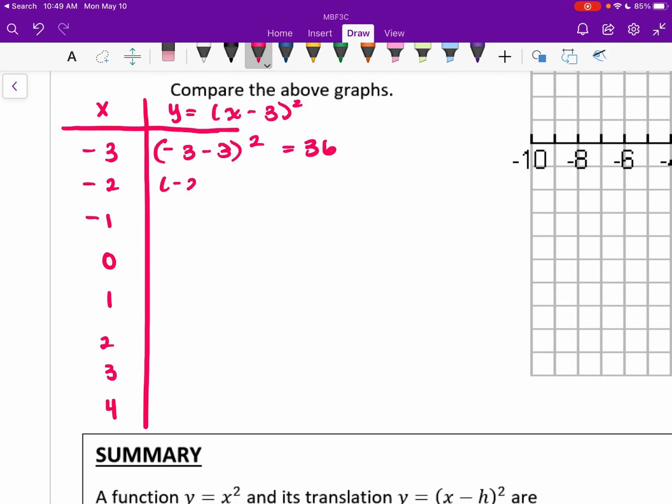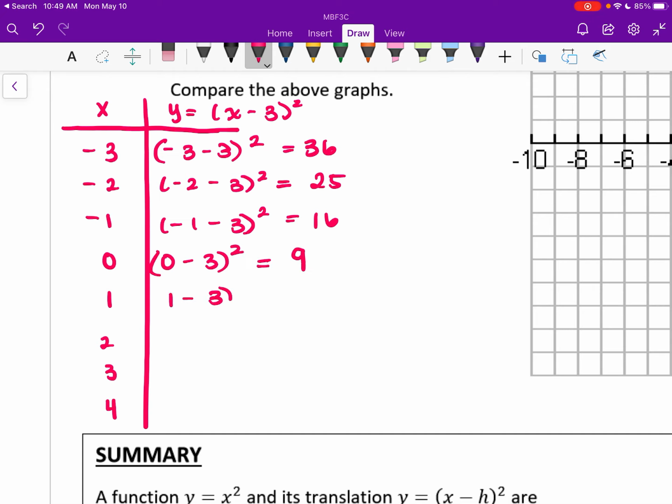Same thing here, -2 minus 3, squared. -5 squared is 25. -1 minus 3, squared. -1 minus 3 is going to give me -4. Squared is going to give me 16. Then we're going to do 0 minus 3, squared, is going to give me 9.